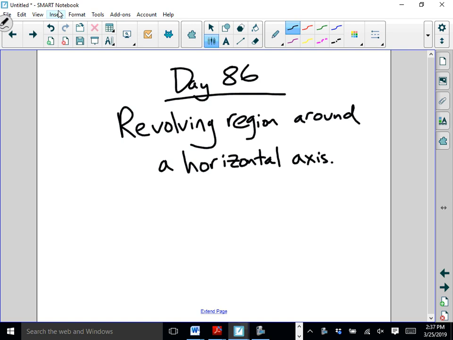Today we're looking at revolving a region around a horizontal axis. Now we're used to that with the x-axis, which is a horizontal axis, but now we're going to do it around different horizontal lines. Basically, it's going to work just like the washer method. The difference here is the big R and little r take a little bit more thought to figure out.